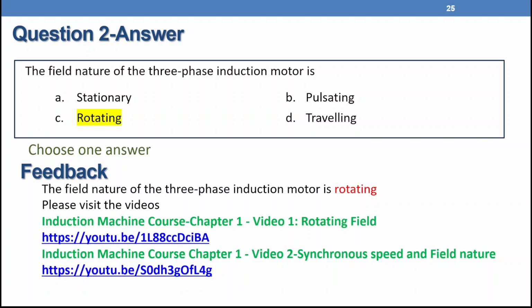Question number 2. The field nature of the three-phase induction motor is A. Stationary, B. Pulsating, C. Rotating, D. Traveling. So the answer is rotating. So the electromagnetic field inside the induction machine is a rotating field. If you'd like to know more about the field inside the induction machine, please visit the videos Induction Machine Course Chapter 1 video number 1, Rotating Field, and Chapter 1 video number 2, Synchronous Speed and Field Nature.